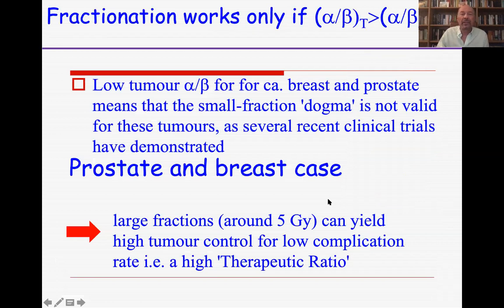Now, if this is not the case, so if there are cases where the alpha beta for tumors is not really bigger than the alpha beta for normal tissue, then you start to wonder. And this can be the case sometimes for breast carcinoma, prostate. They have low alpha beta. And then at this point, you say there is no point to fractionate. I can hypofractionate, so I give high dose per fraction.